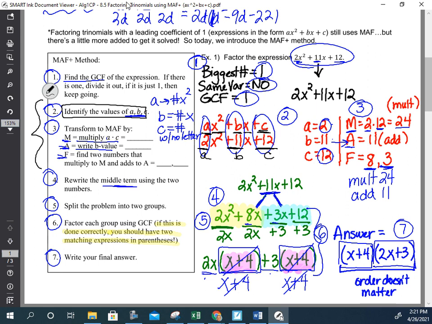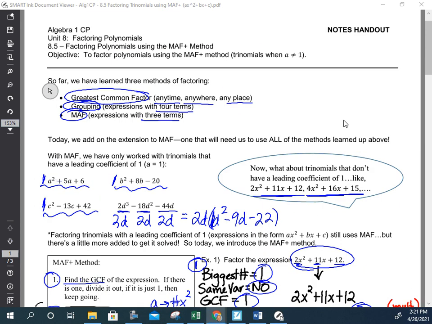So in order to do MAF, since A is not equal to 1, you have to identify all three numbers. So this is actually pretty similar to what we were doing. You just didn't have to do it the long way. Think about what we did before all this. If you had x squared plus 5x plus 6, A was just equal to 1, B was equal to 5, and C is equal to 6.